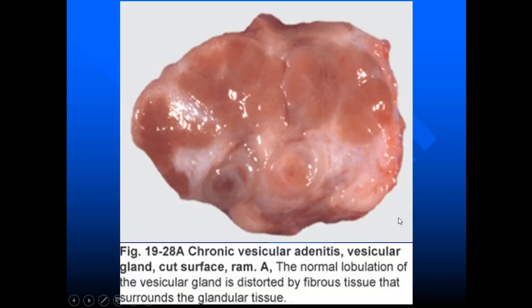Here, this is vesicular adenitis. This is quite a rare case, found in a ram, the male sheep. You can see the normal lobulations of the vesicular glands, and you can see the whitish part here. This whitish part is actually fibrous tissue. Because this is chronic inflammation, thick fibrous tissue will usually be found.